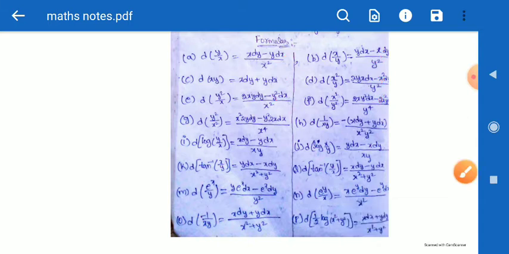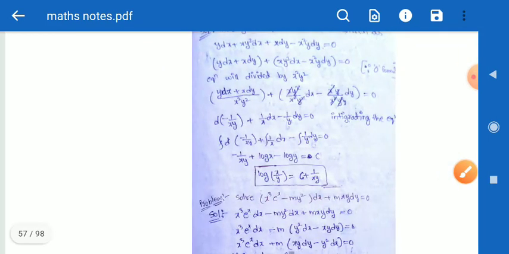Now some questions are given. Solve 1 plus xy into y dx plus 1 minus xy into x dy is equal to 0. The given problem can be written in the form of y dx plus xy square dx plus x dy minus x square y dy is equal to 0. Now it can be written in the form of y dx plus x dy plus xy square dx minus x square y dy is equal to 0.